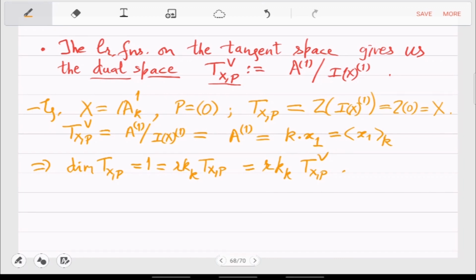Okay, so the tangent space dimension and that of the dual, both of them is 1. You can talk about dimension or the vector space rank. Yeah, so we didn't see partial derivatives here. We'll do that next. But any questions till now? I hope this is fine.